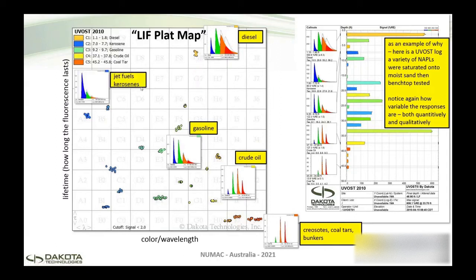Whereas blue dominant jet fuels and kerosenes, they're almost completely in that UV channel, so they're almost completely blue shifted, and they generally have a relatively long lifetime compared to other NAPLs, so they're relatively high. And that really goes a long way for us to be able to see similarities or differences in one log or from log to log to log across a whole site.